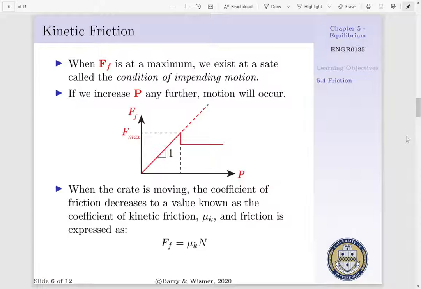Now, when we reach our maximum frictional force, we are going to exist at a state called the condition of impending motion. Any further increase of P is going to result in motion of our body. Now, once our body is moving, our frictional force is going to decrease, and this is due to the decrease of our coefficient of friction. Our new coefficient is known as our coefficient of kinetic friction, denoted as mu sub k, and our frictional force is then expressed as mu sub k times N. Mu sub k is always going to be less than mu sub s. That is, once our body is moving, it is easier to keep it moving.